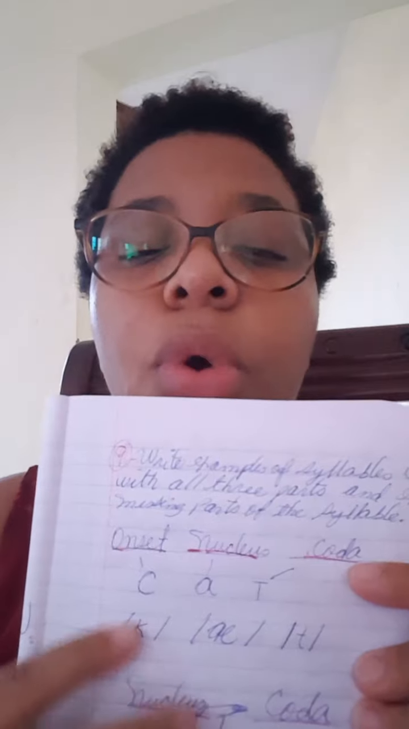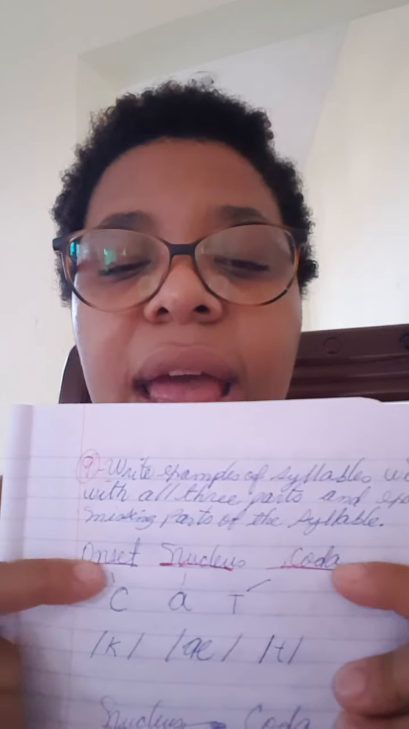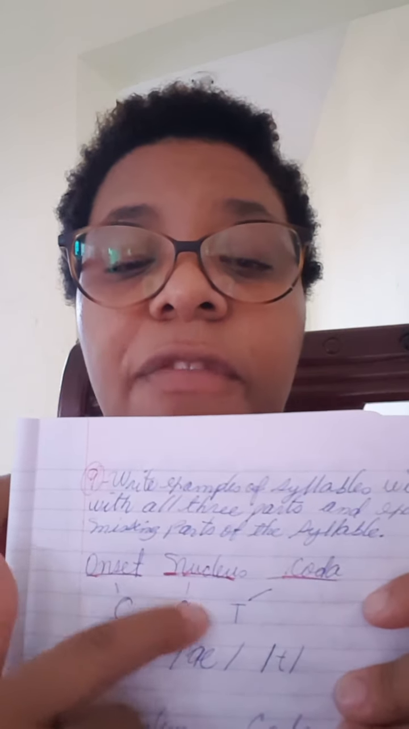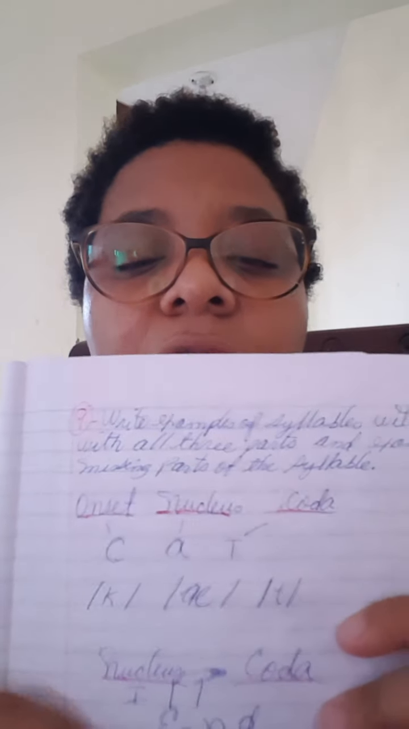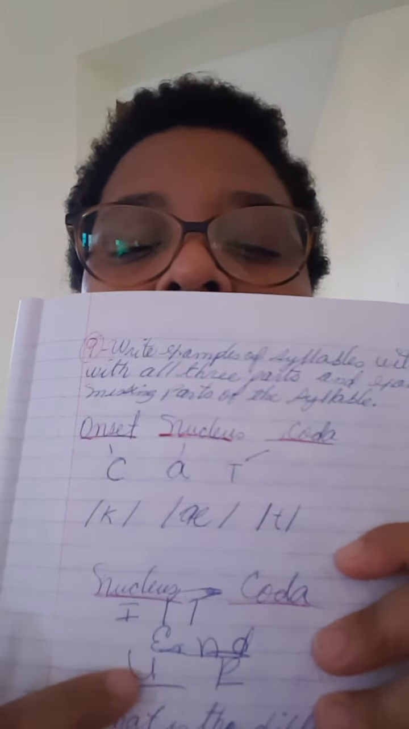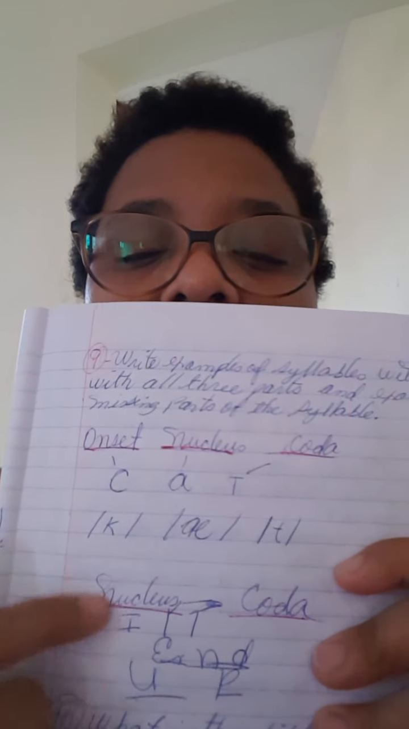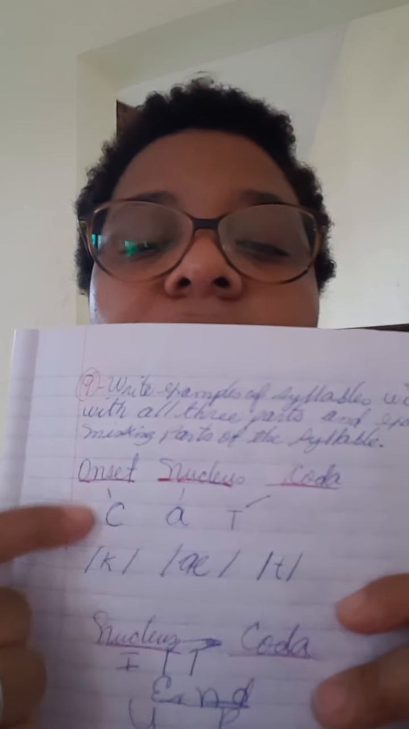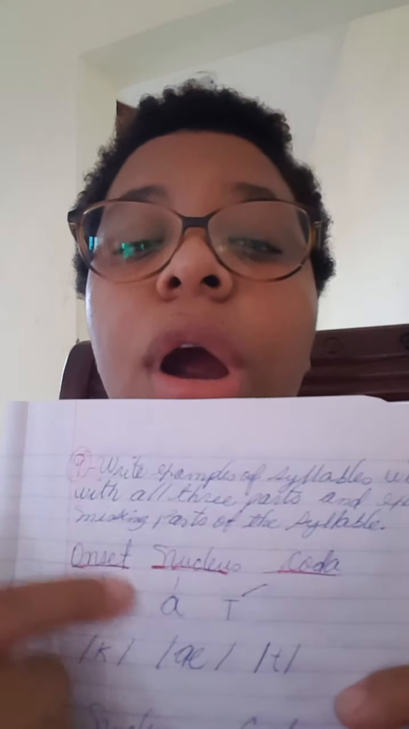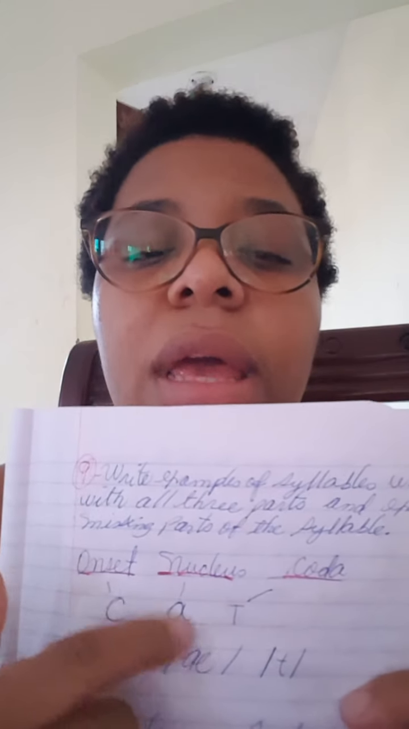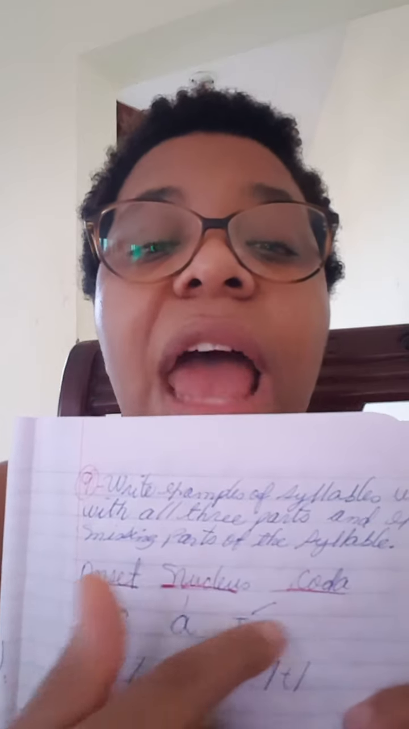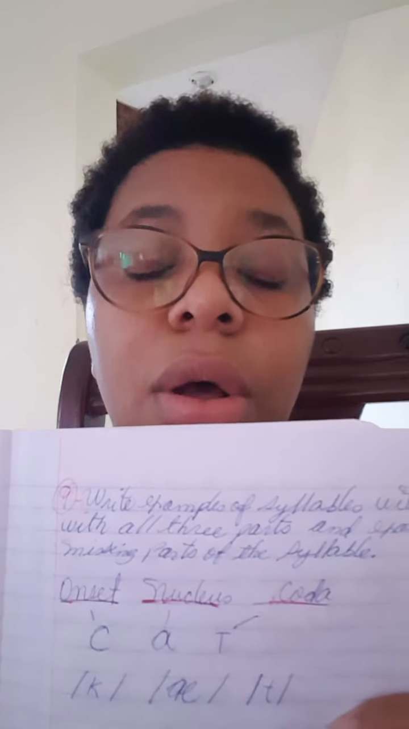Question number 9 says, write examples of syllables with all 3 parts and examples missing some parts. I have an example here in the word cat that has the onset, the nucleus, which is the vowel, and the coda. And I have another word, which is the word up, that has the nucleus and the coda. The onset is what comes before the nucleus, which is the vowel, and the coda is whatever comes after the nucleus or the vowel.